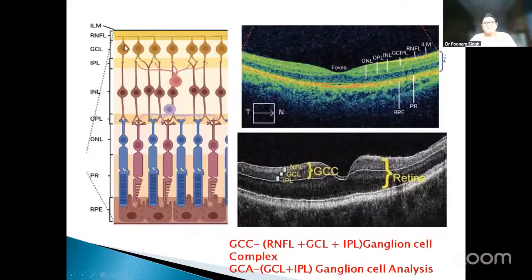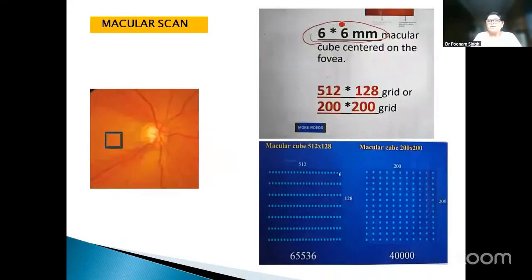So these are the nerve fiber layers, and we should know that some machines show the GCC, the ganglion cell complex, which is the complex of the retinal nerve fiber layer, ganglion cell layer and IPL, and some machines like Spectralis show GCA, ganglion cell analysis, which is GCL and IPL. When we come to the macular scan, it is basically a 6 by 6 millimeter scan centered at the fovea. There are two types of scans. It can be a 500 by 128 grid or a 200 by 200 grid, taking that many scans.